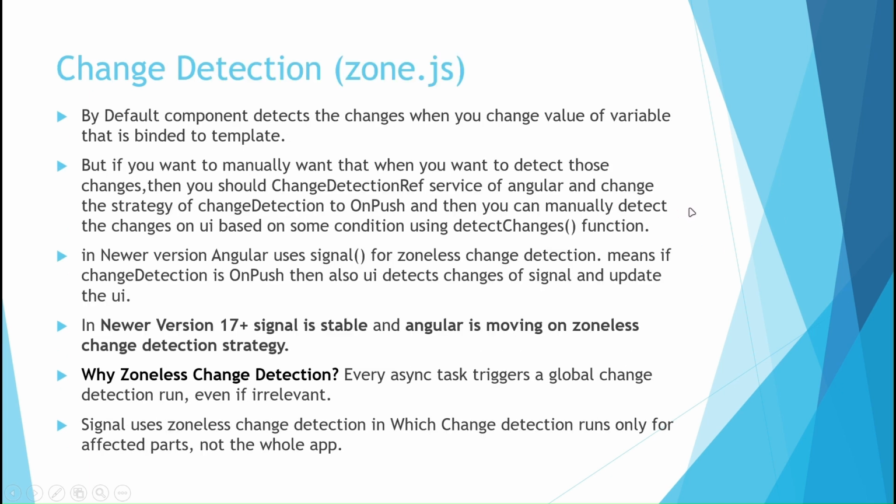So currently we are using zoneless change detection, without the zone.js file. Previously, whenever any changes were done, it was affecting all the components, and it was re-rendering the whole component tree. With zone.js, only the affected components are rendered.